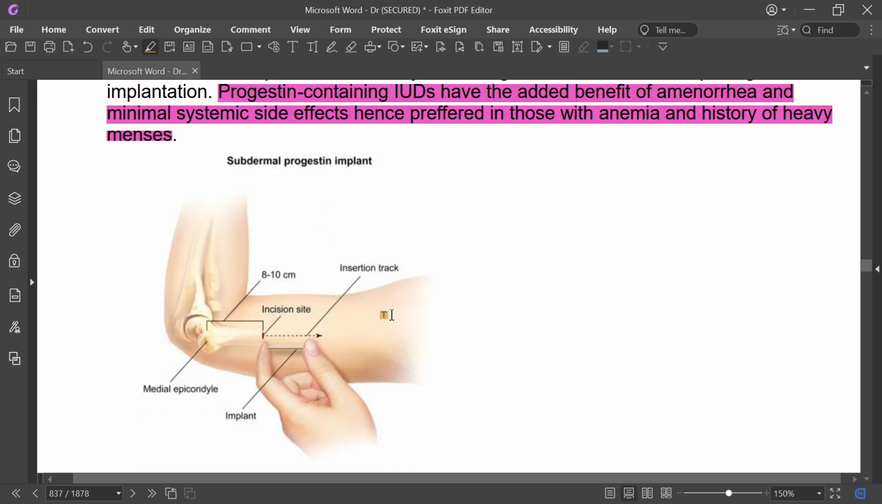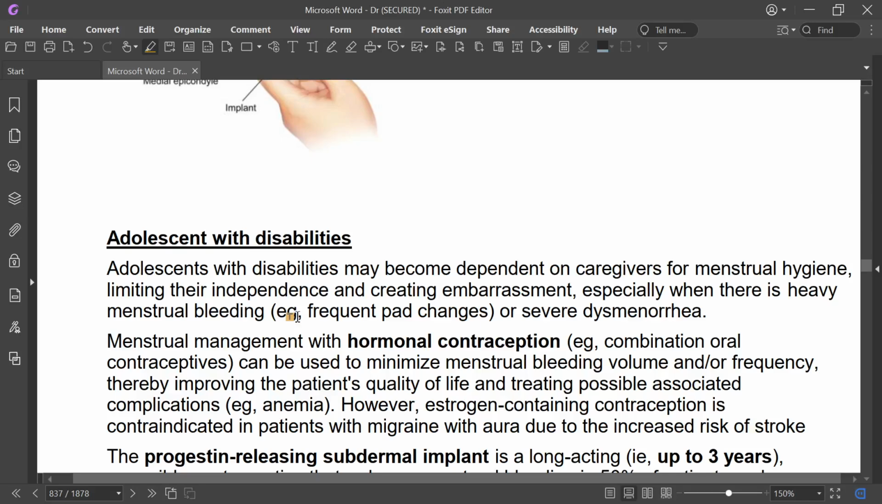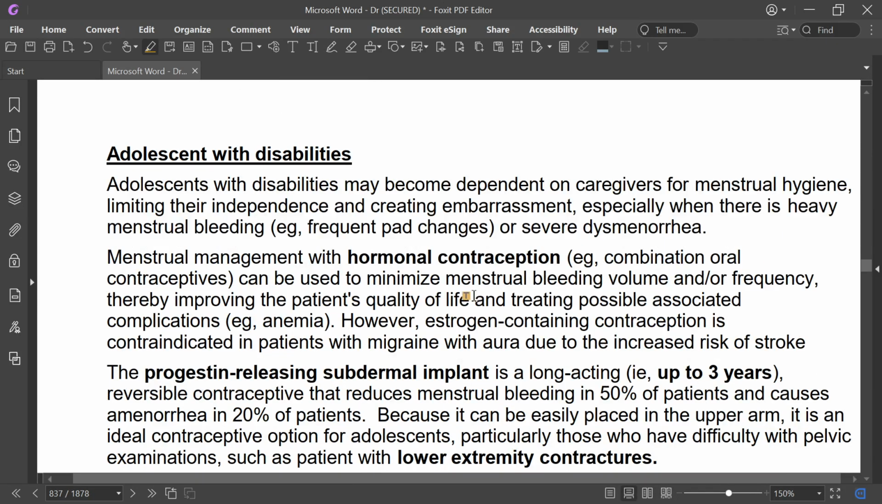This is the subdermal progestin implant. Medial epicondyle, 8 to 10 centimeter insertion tract, insertion site and implantation.